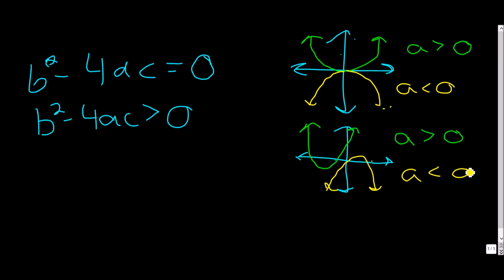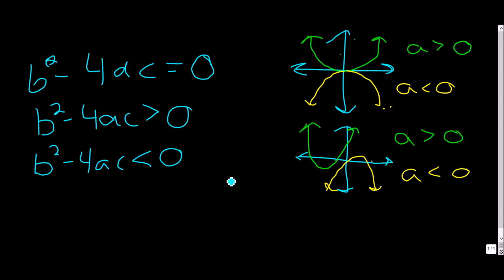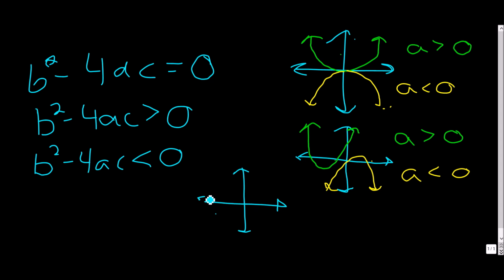And then lastly, if your discriminant is less than 0, what does that mean? Well, if your discriminant is less than 0, you are going to end up with a parabola with no x-intercepts. Now, with this one, when a is greater than 0, notice how it never touches the x-axis. It's always north of the x-axis.